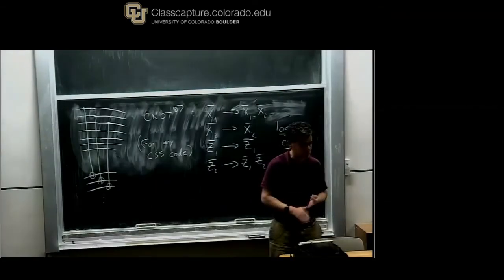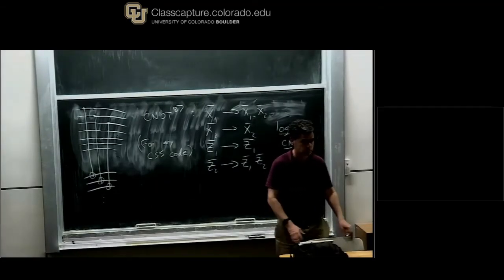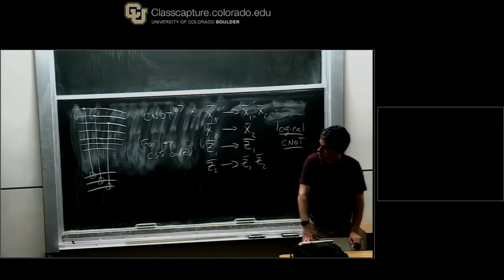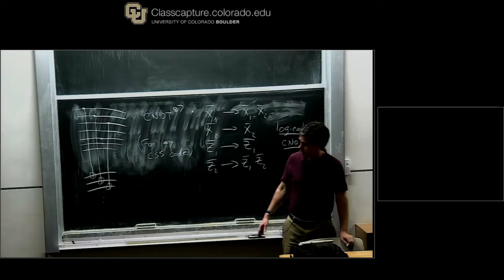So for a general CSS code, is the logical operator always an X or Z string? Yes. For any stabilizer code, the logical Paulis will be tensor products of Paulis. For a CSS code, you can always pick the logical X's to be all X's, and the logical Z's to be all Z's.